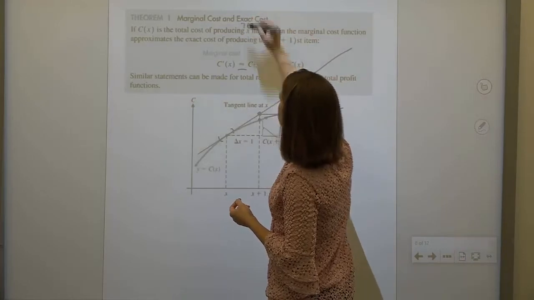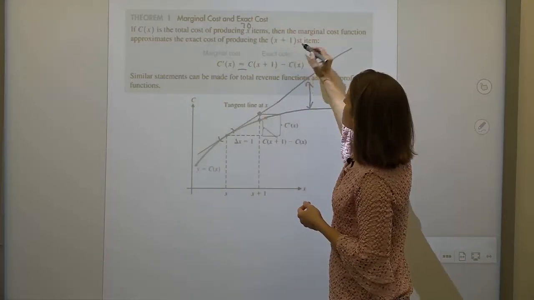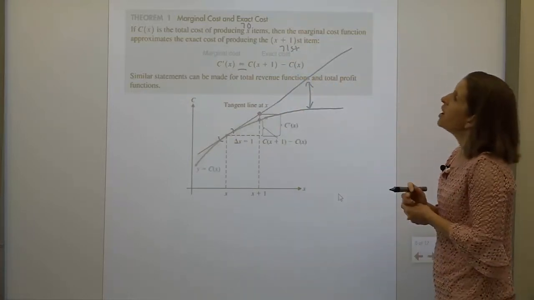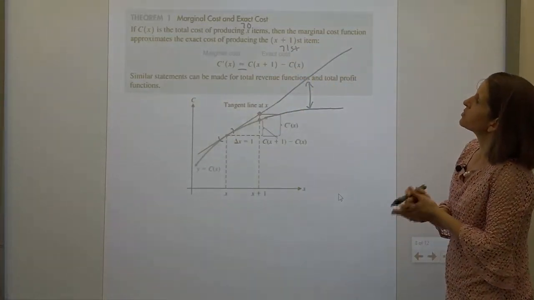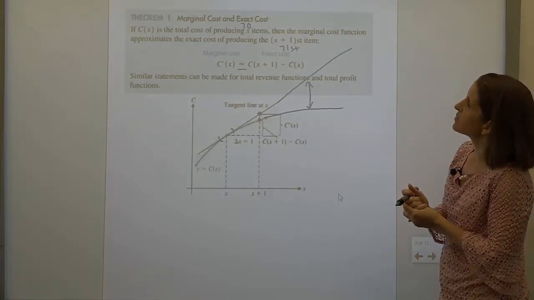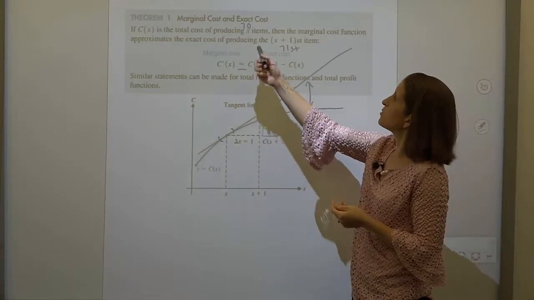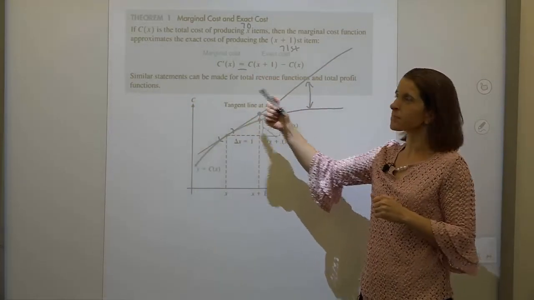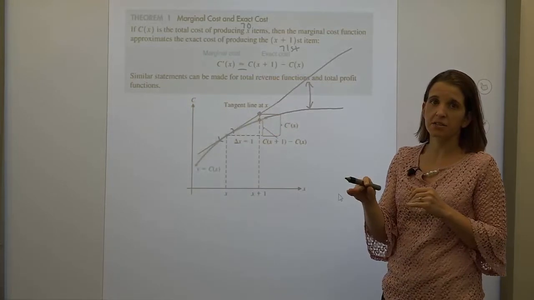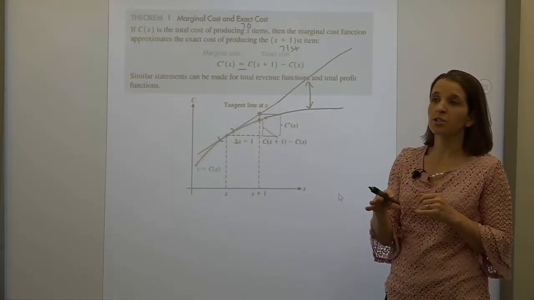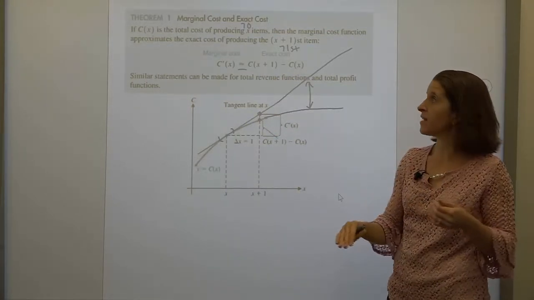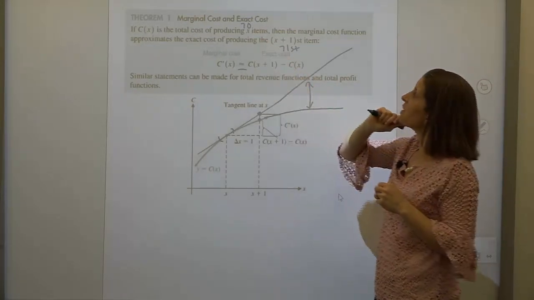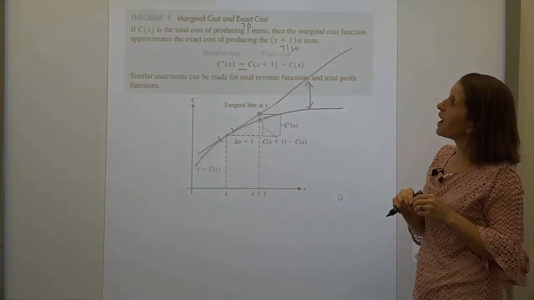Let's pretend x is 70, and so the x plus first item is the 71st item, just as an example. So it says C of x is the total cost of producing 70 items, then the marginal cost function approximates the exact cost of producing the 71st. So remember, this is a total cost function. If I just plug into regular C cost, it tells me how much it costs to make numbers 1, 2, 3, 4, 5, 6, 7, 8, 9, all the way up to 70, or 71, whichever one I'm doing at the time.